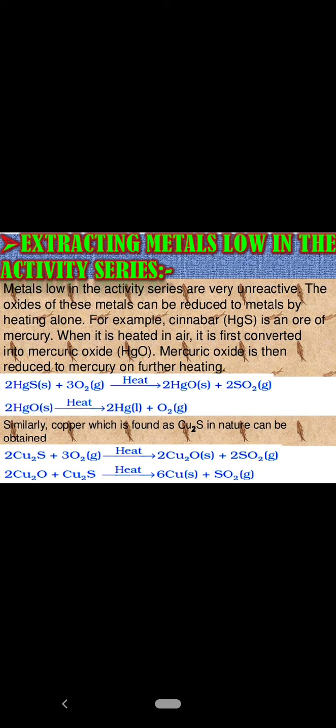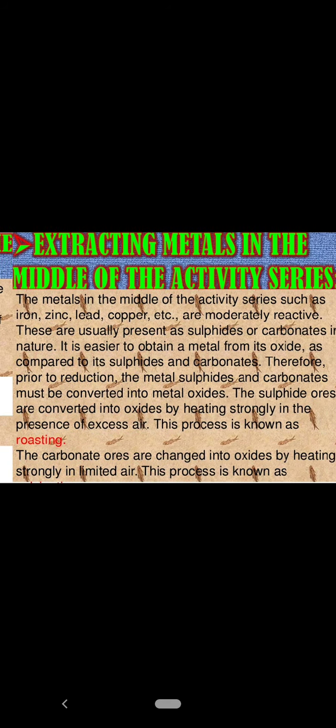Similarly, in order to obtain the copper from the copper sulfide in nature, we have to heat it in air. So when we heat copper sulfide in presence of air, then we get copper oxide and sulfur dioxide. Now this copper oxide is again reacted with Cu2S and we get the pure element copper and SO2 gas. This process is used for extracting metals low in the activity series.